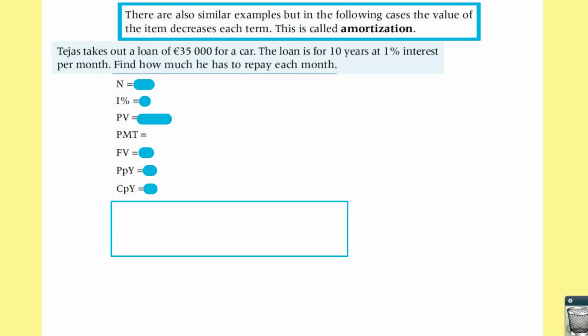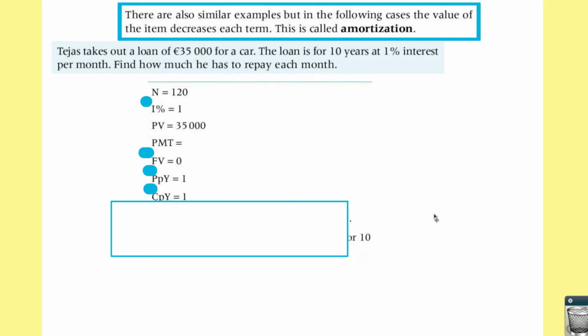All right, for the last problem, we can do the same thing, but now with amortization. That's when things depreciate over time. Think about a car: over time, it's going to decrease in value. So let's say we want to take out a loan of $35,000. That's our PV. We know the number of payments is 10 years each month, so 120. We know our interest rate is 1% per month.